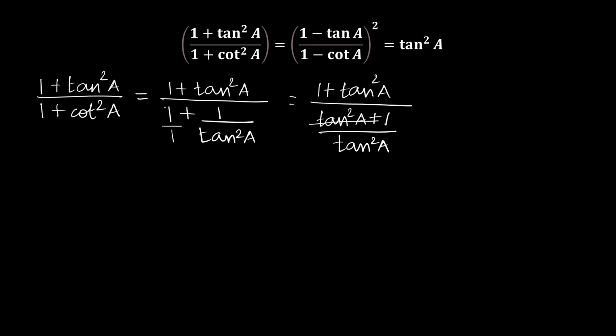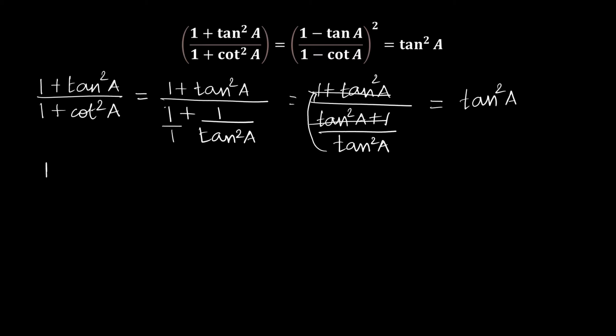So you see, this 1 + tan²A and tan²A + 1 are the same, so they get cancelled, and this tan²A will move to the numerator. So this will become tan²A, hence proved. This proof is over.